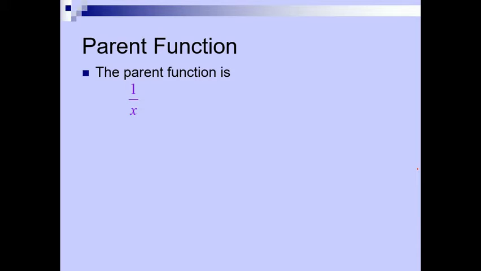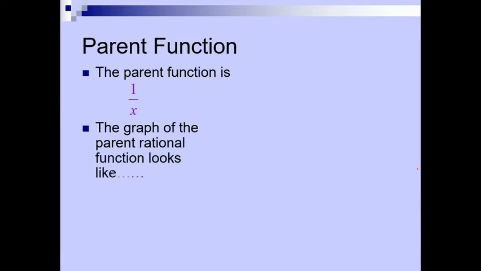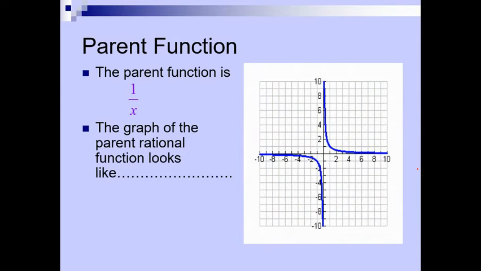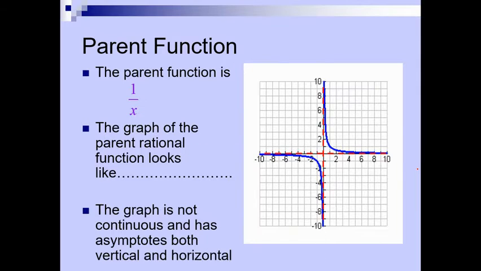The parent function is 1 over x, and the graph looks like this. The graph is not continuous and has asymptotes both vertically and horizontally, as shown by the red lines. Notice that in this case, we have no transformation and the asymptotes are actually the x and y axes. So y is equal to 0 and x is equal to 0.